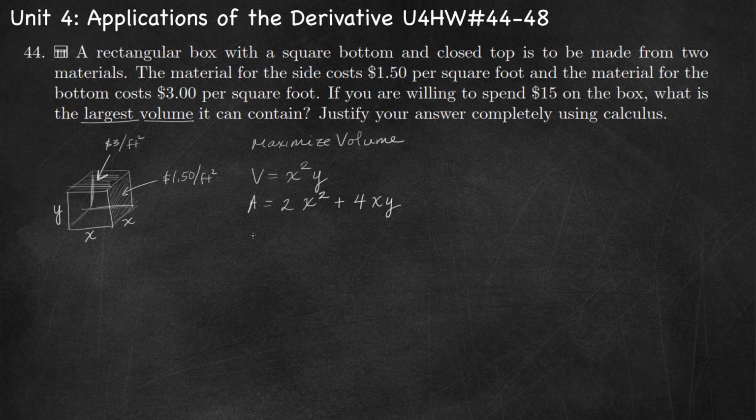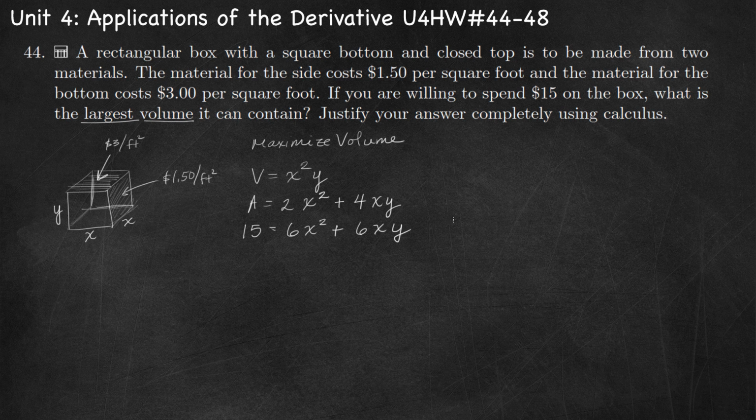And then our total cost, $15, is going to be the 2x squared, the area of the top and the bottom, times 3. So the 2x squared times 3 is 6x squared. And then the cost for the sides is $1.50 per square foot, and the amount of square feet is 4xy. So we're going to multiply 4xy by $1.50, and that's going to give us 6xy.